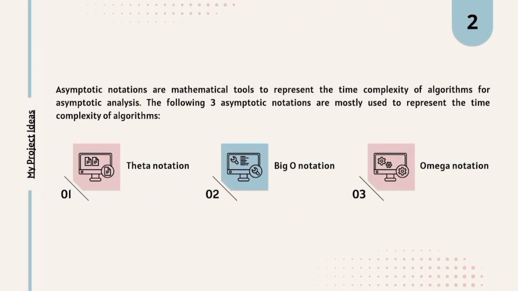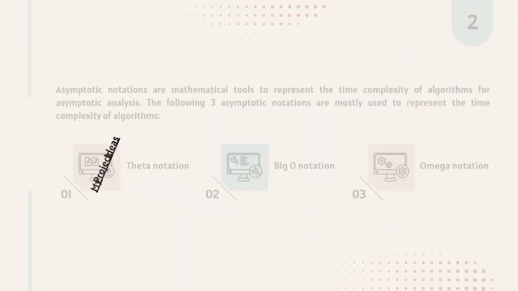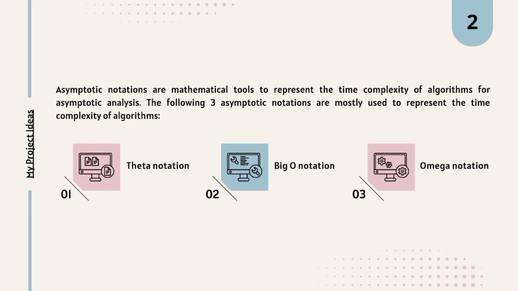Here we are. So what are asymptotic notations? Those are the mathematical tools to represent the time complexity of algorithms for the asymptotic analysis. So, asymptotic notations are basically the tools which show the time complexity of algorithms for your asymptotic analysis. Sorry, let's make it full screen. Yeah. So the following three asymptotic notations are mostly used.